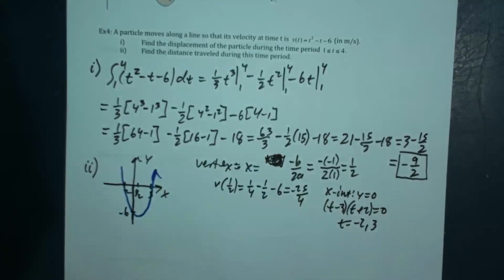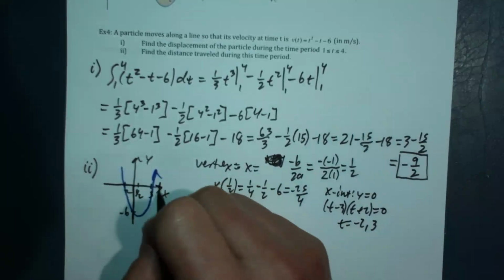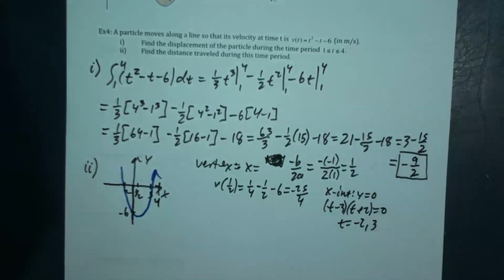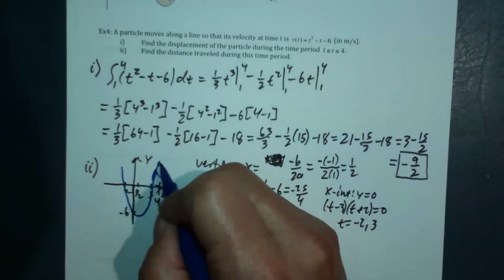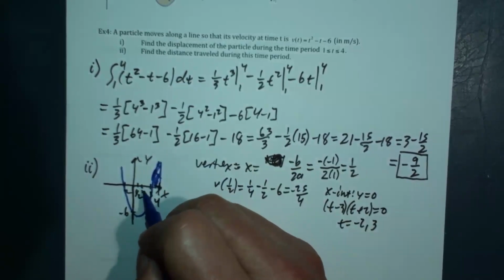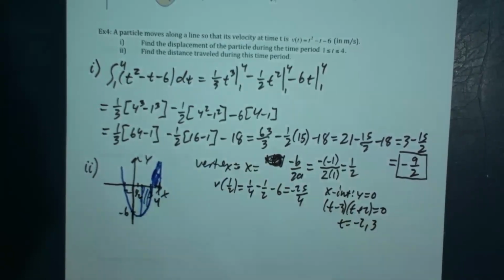And we are integrating from 1 to 4, which means 4 is out here. Which means we have some of it above the x-axis, and here's 1, and some of it below. And it's going to cross at 3. So our integral is going to have to look like this.